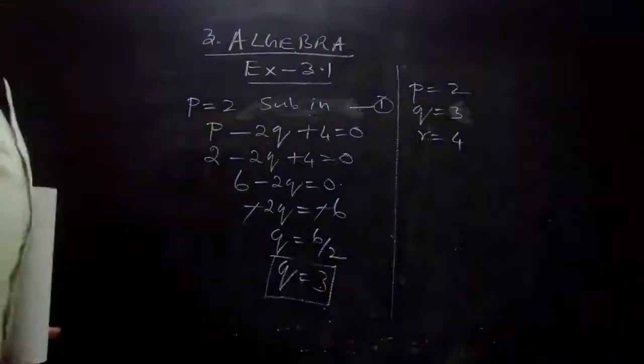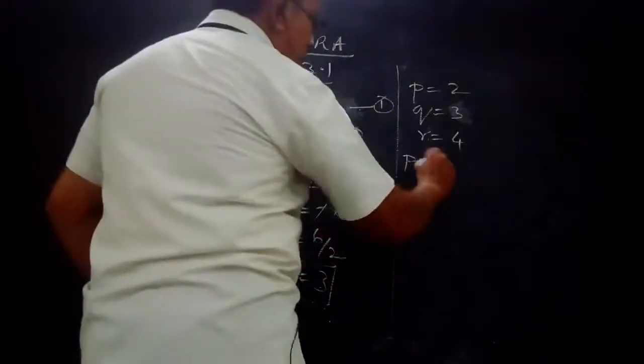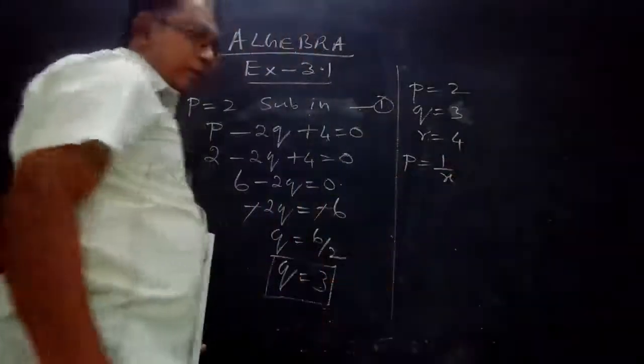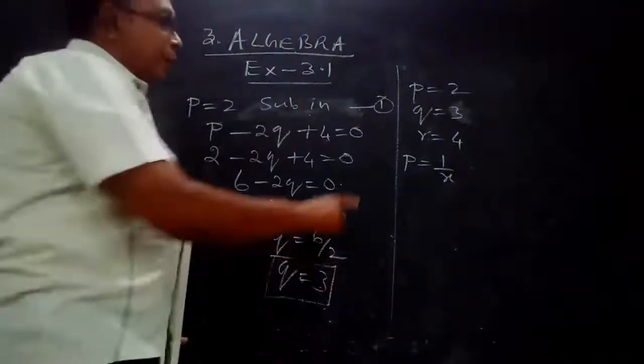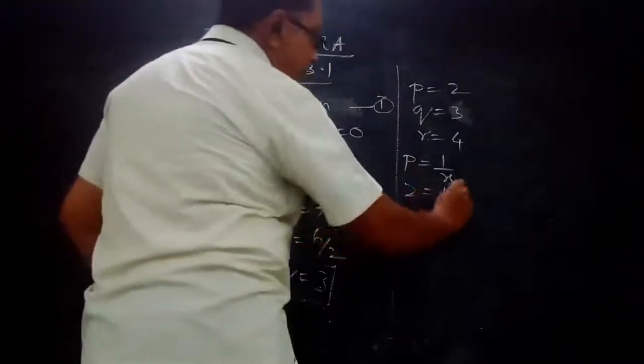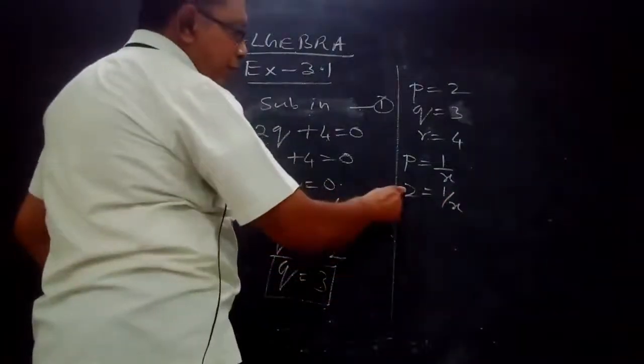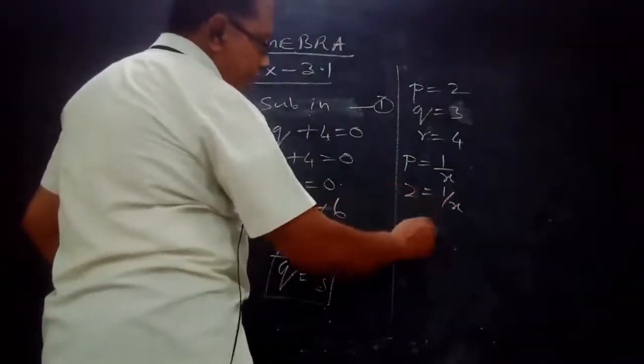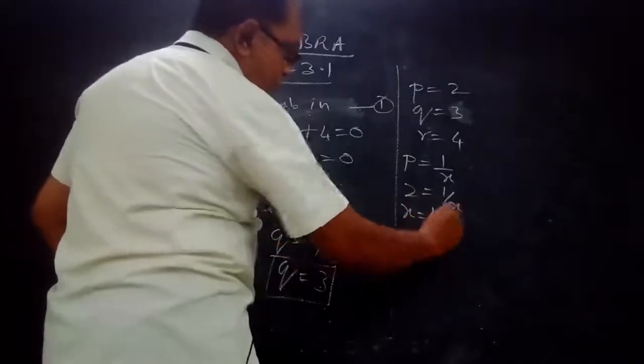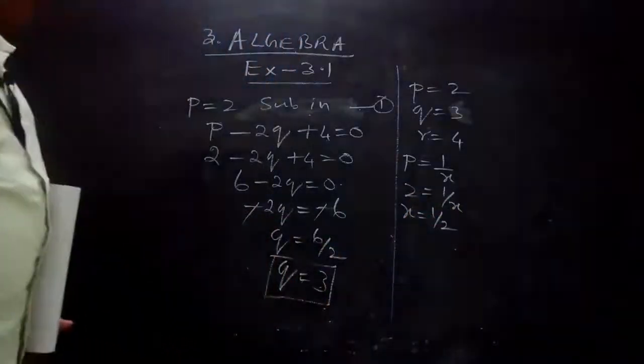But what is the p? The p equal to the 1 by x. P is the 1 by x. Therefore, in place of p write the 2 equal to 1 by x. Okay. Therefore, you take the x this side, you take the 2 to the right hand side. Therefore, x equal to 1 by 2. We are getting the x value is 1 by 2.